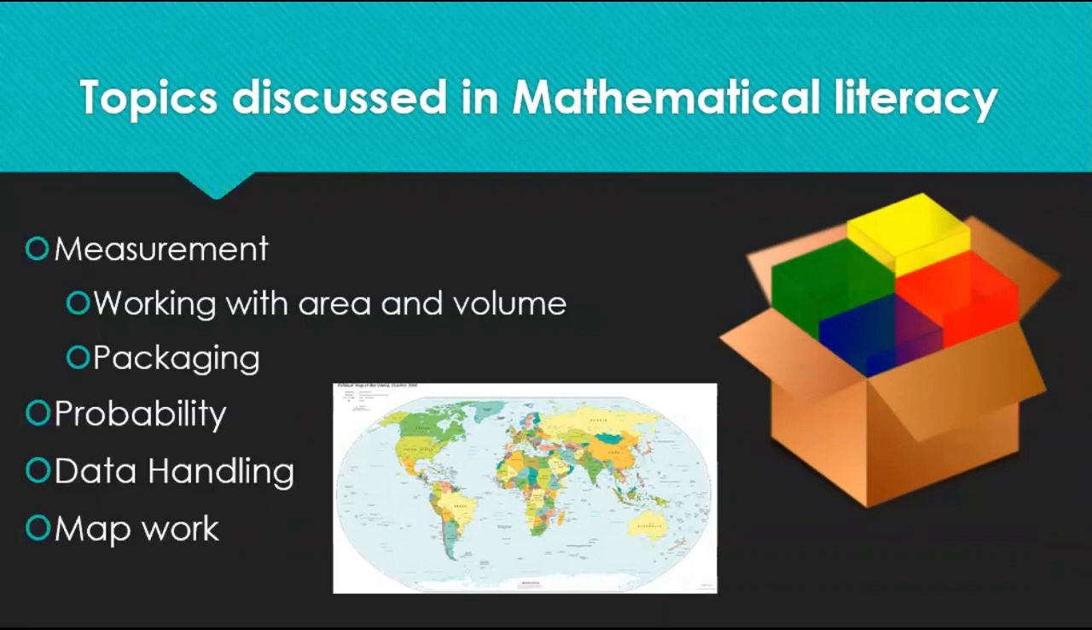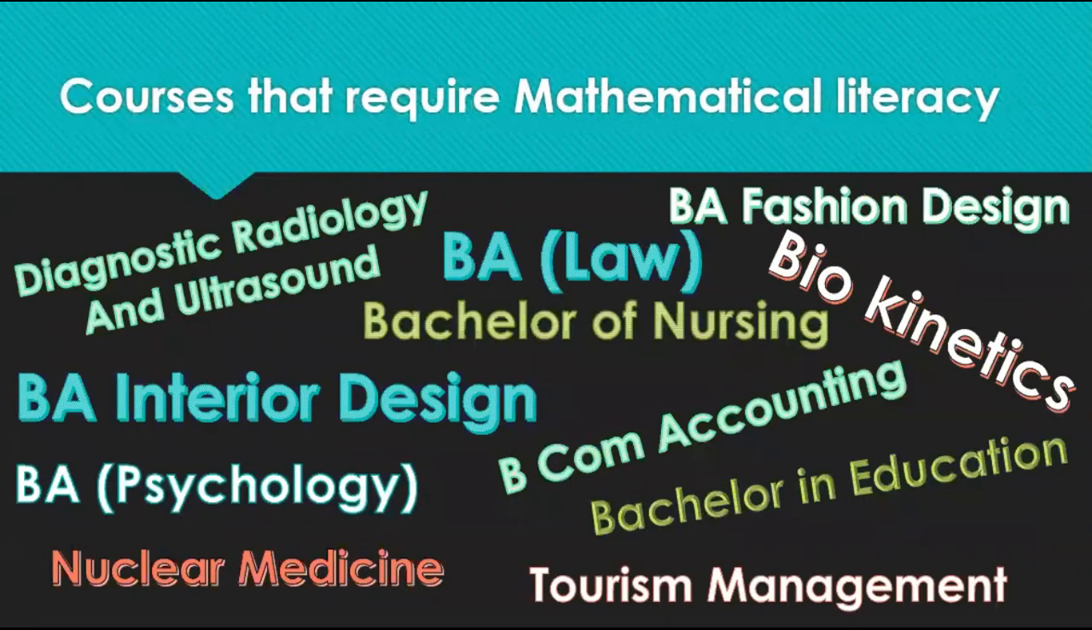So if you take Maths Lit, like I said, it is not the end of the world. So here are a few courses that you can take at university with Maths Lit. You can do diagnostic radiology and ultrasound. You can do BA Law, BA Fashion Design, Biokinetics, Bachelor of Nursing, BA Interior Design, BA Psychology, Nuclear Medicine, Tourism Management, and Bachelor in Education.